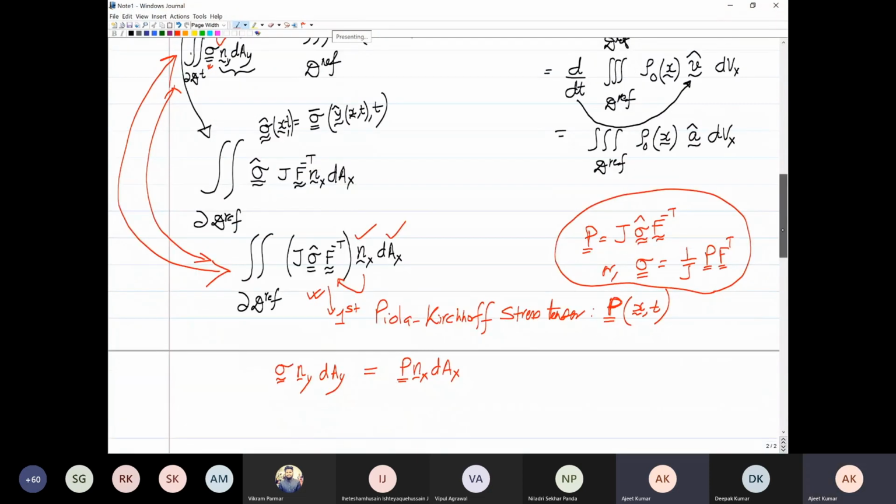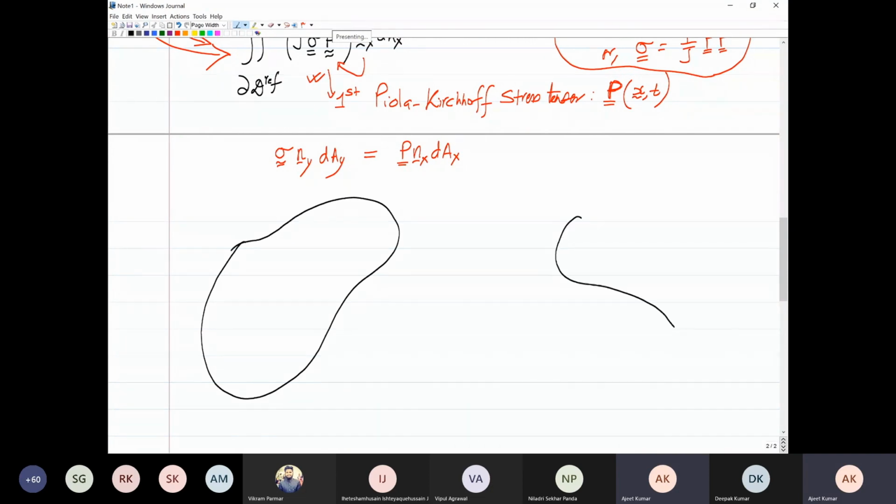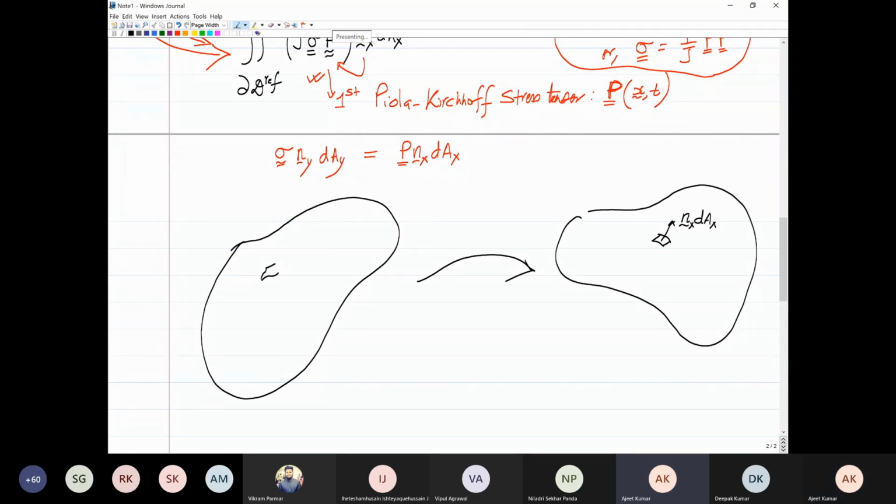And if you try to draw some picture, I'll again have the referential body and the deformed body. And in the deformed body, you have this small surface patch, which has normal n_y, and the area is da_y. So in the deformed it is n_y da_y. And this has an analog in the reference configuration, right? Over here it is n_x da_x. So that's a surface vector n_x da_x.